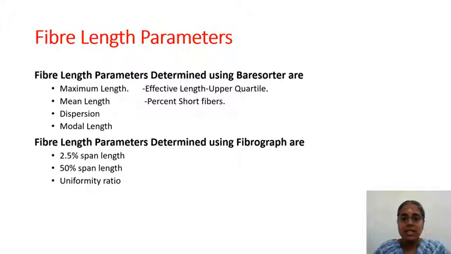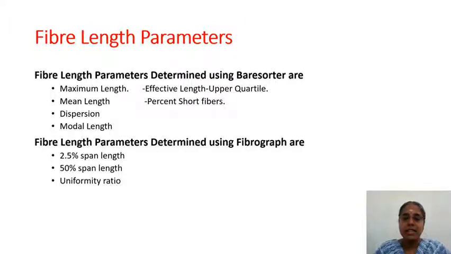So let us see the parameters that you usually find out of bar sorter instrument. They are maximum length, mean length, dispersion, and upper quartile length or effective length, and short fiber percentage, which are the usual things that you will find. But out of that diagram, you can also find modal length, though you usually do not find it in this experiment. From that sorter diagram, modal length can be found out.